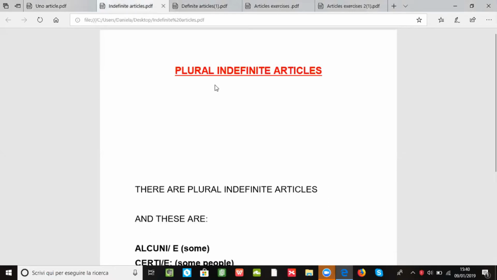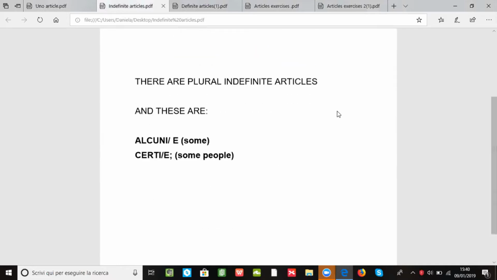Another thing, plural indefinite articles. There are plural indefinite articles, and these are alcuni, male, alcune, female, some, or some people, like certi, maschile, male, and certe, femminile.